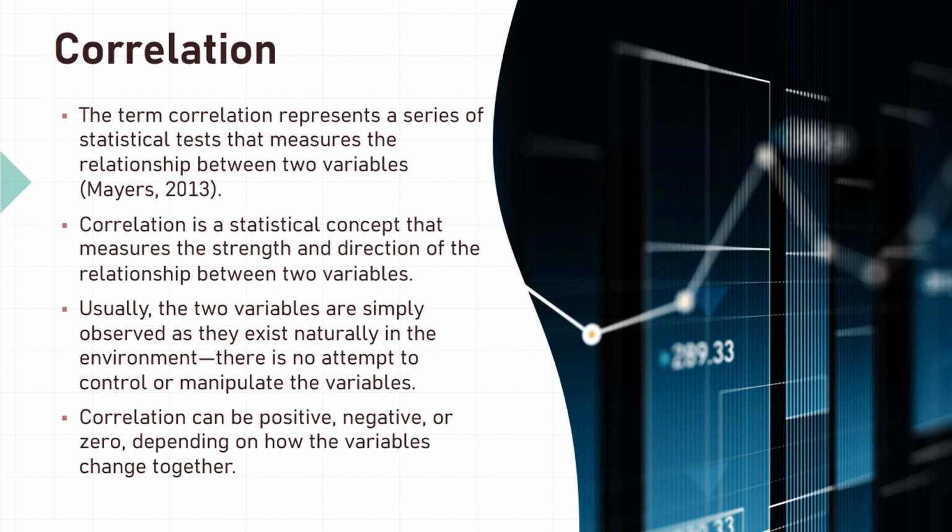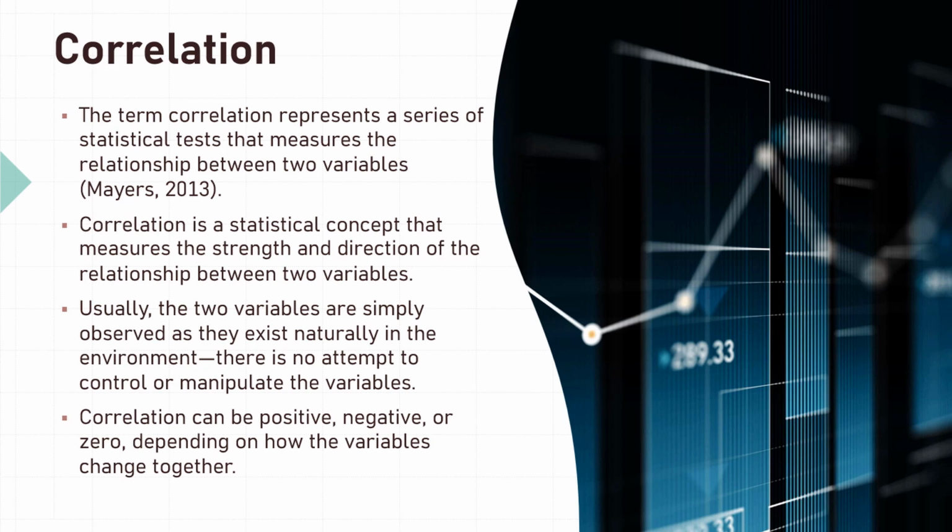The term correlation represents a series of statistical tests that measure the relationship between two variables. Correlation is a statistical concept that measures the strength and direction of the relationship between the two variables. You must note two things: direction and strength. Usually two variables are simply observed as they exist naturally in the environment. There is no attempt to control or manipulate the variables. So we are not going to do anything with the independent or dependent variable.